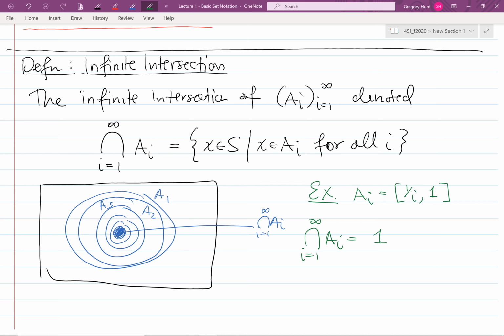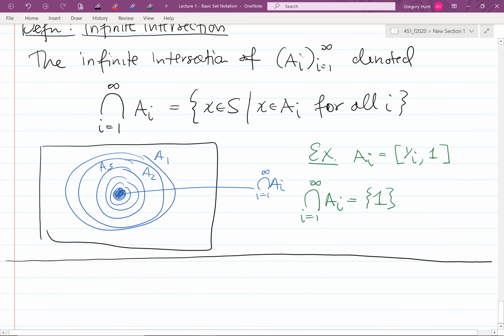For example, if I take the number 1/4, that's not in A sub 2 because A sub 2 goes from 1/2 to 1. And if I take the number 1/3, that's also not in A sub 2. If I take the number 1/5, that's going to be in A sub 5, A sub 6, A sub 7, but it won't be in A sub 4, A sub 3. So actually the only element that's in all of these sets is the number 1. And so the infinite intersection is just going to be the number 1 in this case. So sometimes these infinite intersections can be a little bit counterintuitive, but we will use them extensively in probability, and so it's good to become familiar with them.